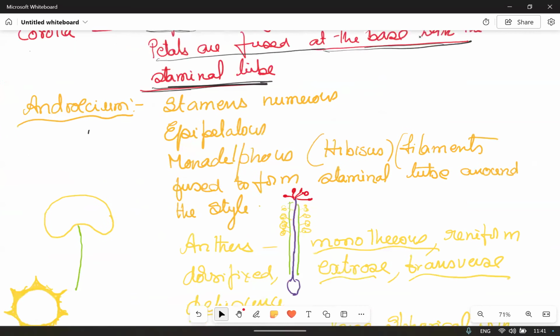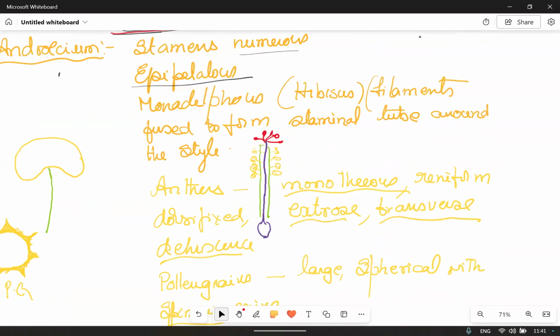Come to the androecium. How many stamens are there? Numerous stamens are there. They are attached to the petals, that's why epipetalous. And what type of fusion are you seeing? Cohesion, which means all the filaments are fused to form a staminal tube. This is the staminal tube, and it is surrounding the style. The style is passing through the staminal tube, remember.